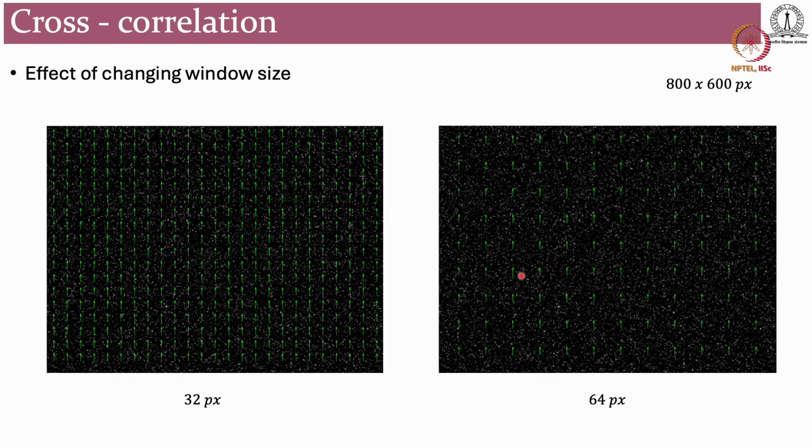So you can actually go much smaller. You can go to 12 pixels and so on to get much more closely packed vectors. But it will start giving erroneous results if the particle density is not very high, and if you keep going to a very small window size, you will start getting erroneous results which won't make any sense. Yeah, okay.